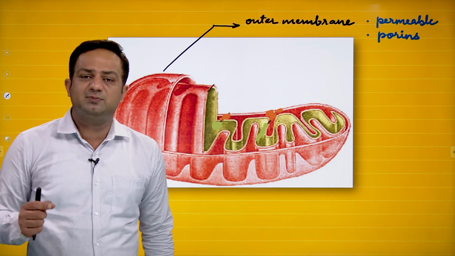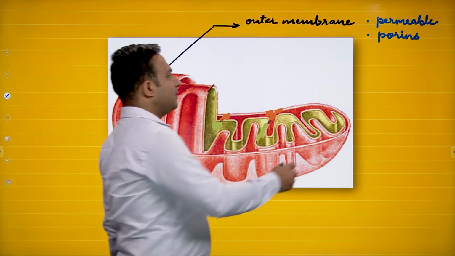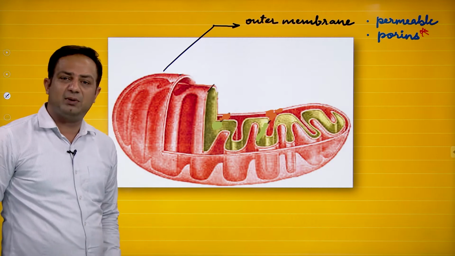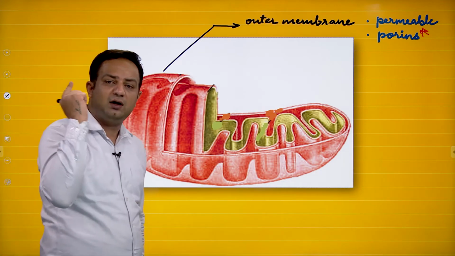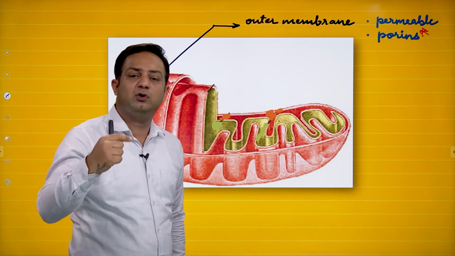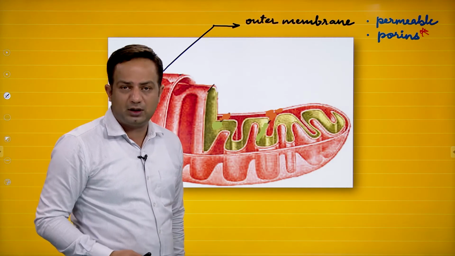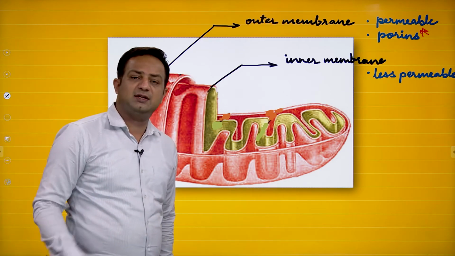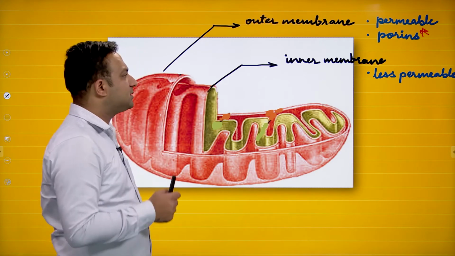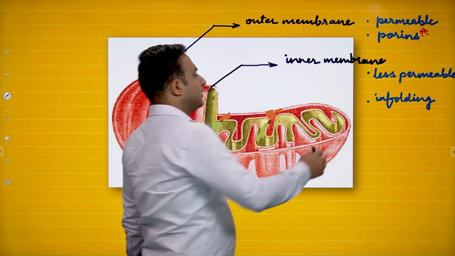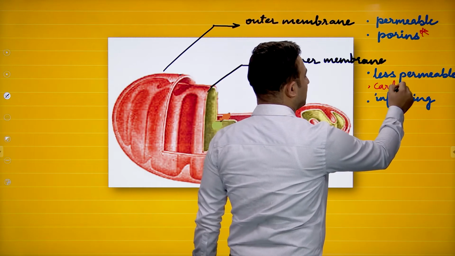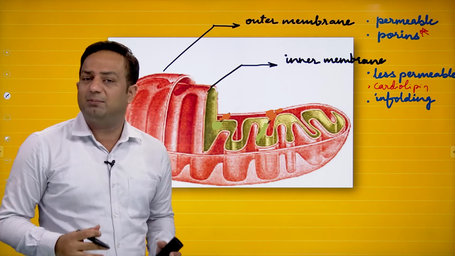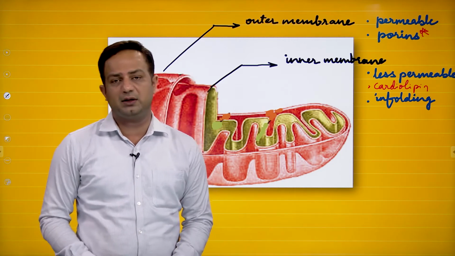The permeability is because of the presence of porins. Remember this term, porins. Porins are integral membrane proteins that are present throughout the lipid bilayer, therefore helpful in passing of hydrophilic molecules through them. Next, the second thing is the inner membrane, and the inner membrane is comparatively less permeable, and this is because of the substance called cardiolipin. So if someone asks what creates the barrier in the membrane, the answer is cardiolipin.